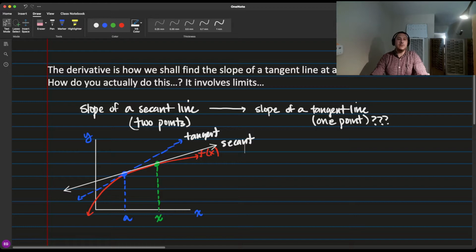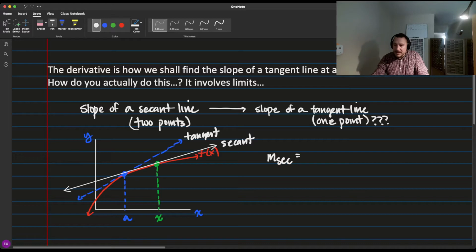And what do you notice about the secant line and the tangent line? They're pretty close to each other, right? Like the secant line is a pretty good approximation to the tangent line. So, what is the formula for the slope of the secant line? Well, you do the difference of the y's over the difference in the x's, correct?